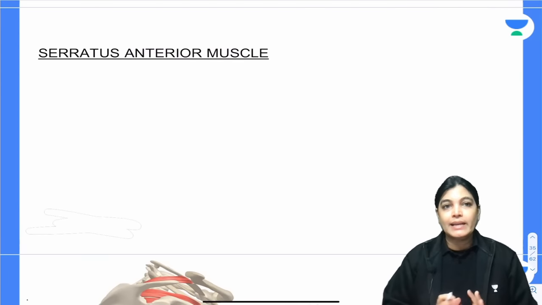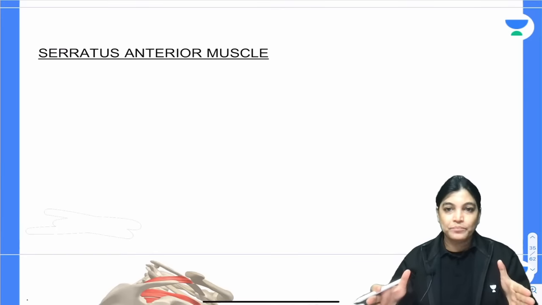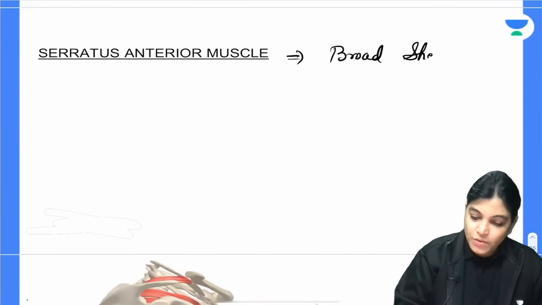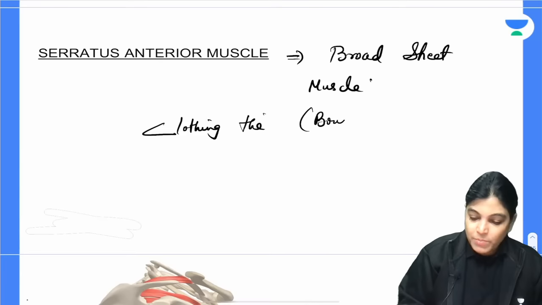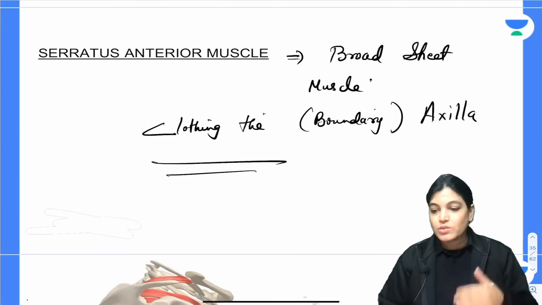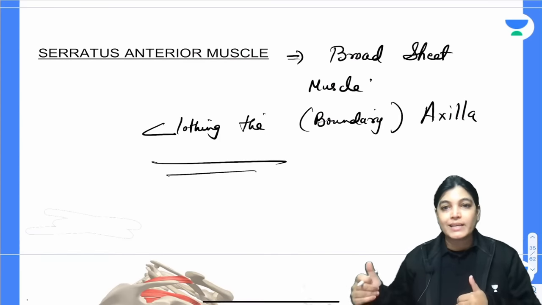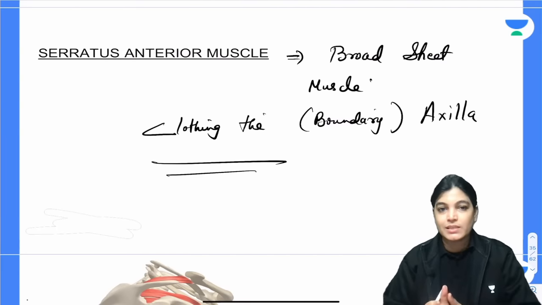The serratus anterior muscle is a broad sheet of muscle which has 8 to 9 digitations of origin, and it is clothing the sides of the axilla. It forms a boundary of the axilla. I could also have explained this muscle when I was explaining the axilla, but because of ease of visibility, when we go for the dissection, we see the serratus anterior muscle laterally. Actually it forms the medial border of the axillary region, but we see it on the lateral aspect of the pectoral region. So we will go with the serratus anterior discussion here itself.